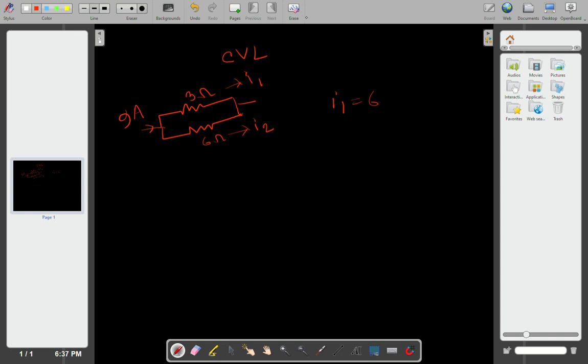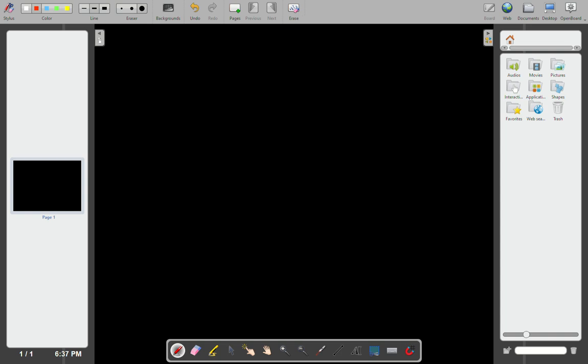Hello everyone. Today we will learn the current dividing rule, which is CVL. Let's draw a circuit, and the current through the circuit is, let's say, 9 ampere, and the first resistor will be, let's say, 3 ohm, and the second resistor will be 6 ohm.